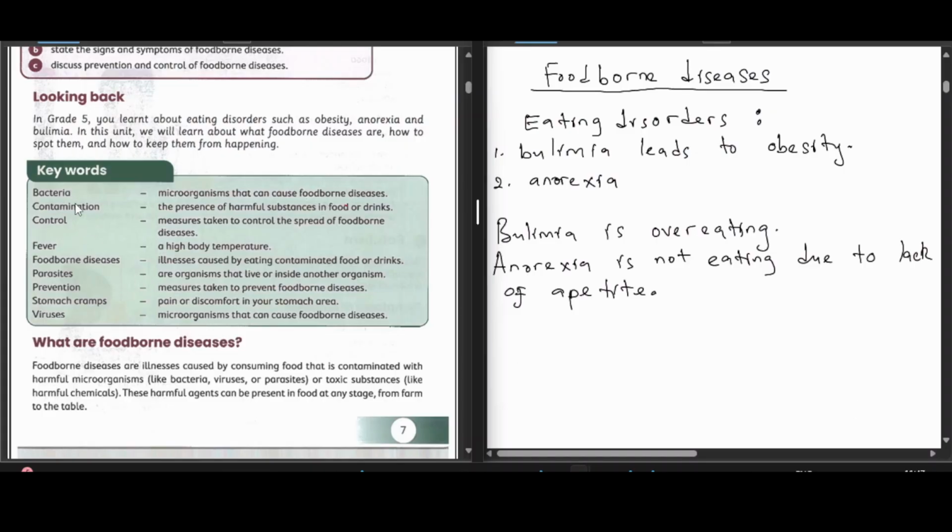Bacteria. What is bacteria? Bacteria, these are microorganisms that can cause foodborne diseases. So what do we mean when we say microorganisms?